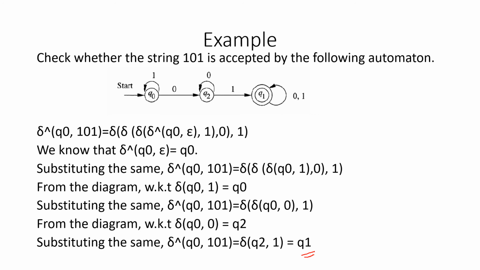So now what is the next input symbol? 0. q naught, when it scans 0, goes to the state q2, right? So again, we have processed up to the second symbol. Now we are in the state q2. So from q2, we have to check the transition for the input symbol 1. So q2, when it scans the symbol 1, goes to the state q1, which is nothing but an accepting state. Since from the starting state we are able to reach the accepting state, we conclude that the string 101 is accepted by the automaton, right?